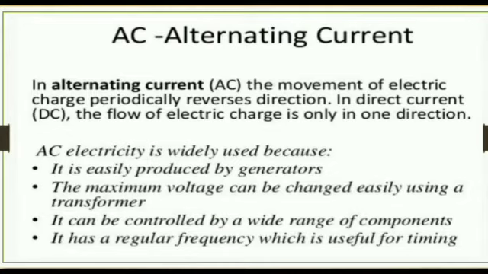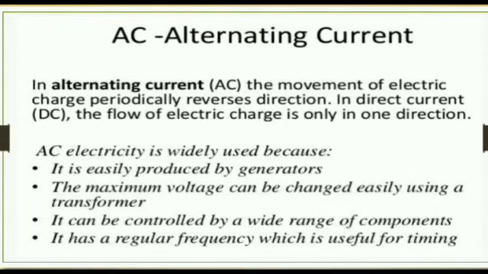In alternating current, the movement of electric charge periodically reverses direction. In direct current, the charges flow in only one direction. That is the main difference between AC current and DC current. AC electricity is widely used for some reasons.